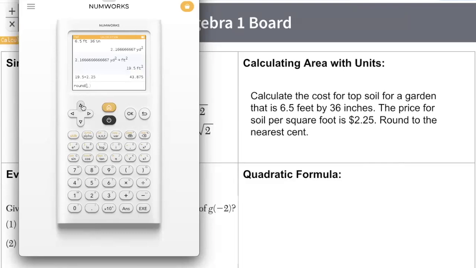So I'm actually going to just copy this, click OK. It's going to put it in that value spot. And then I would say I'm rounding to 2 digits because it's the nearest cent. And so my cost is $43.88. So the student has the ability to look at a question from many different perspectives.